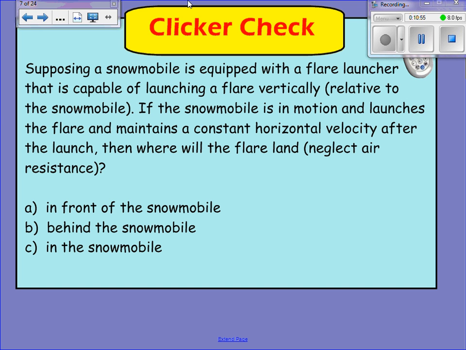Maybe pause the video, think about it, and then hit play to reveal the answer. The answer is C. It would land in the snowmobile. Now let's talk about why that might be.